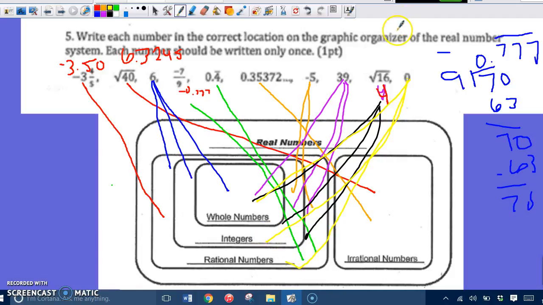So that's what this chart looks like here. And looking at this chart will help you with the next page.